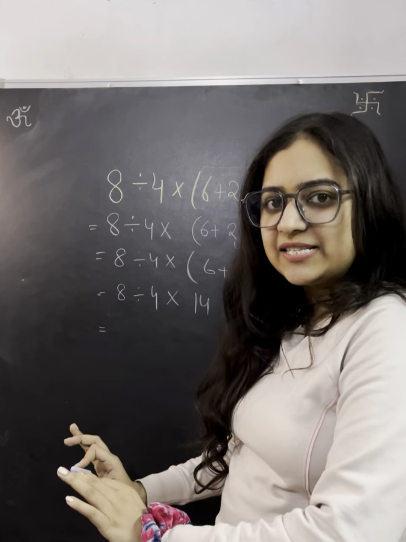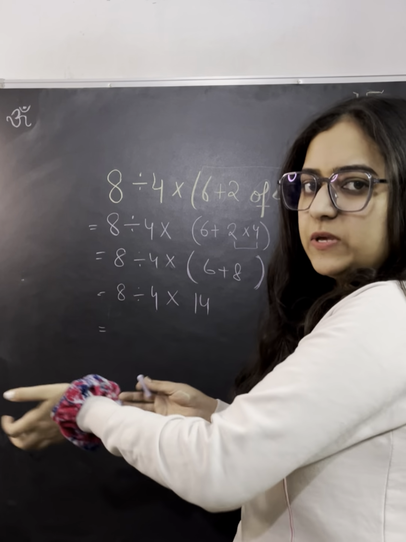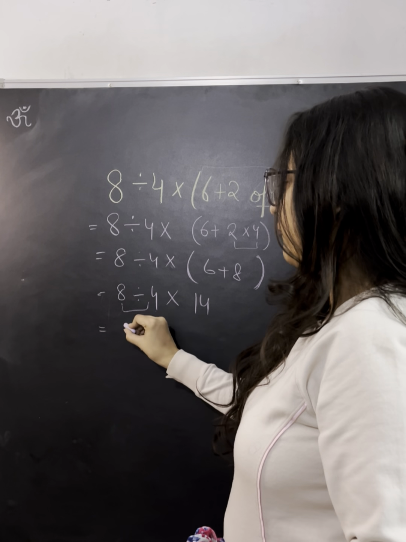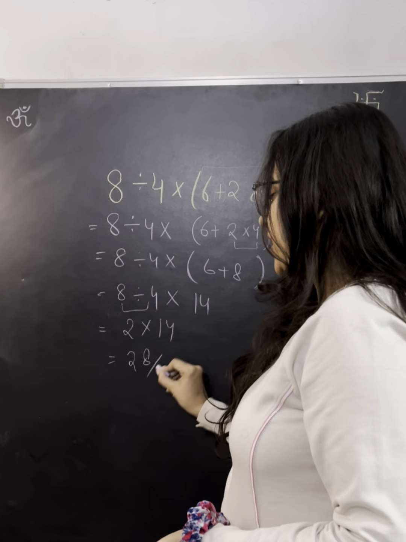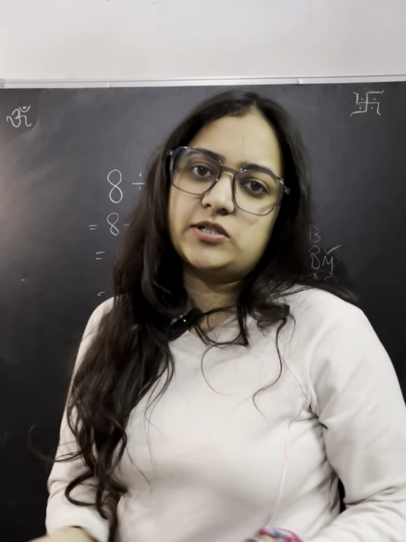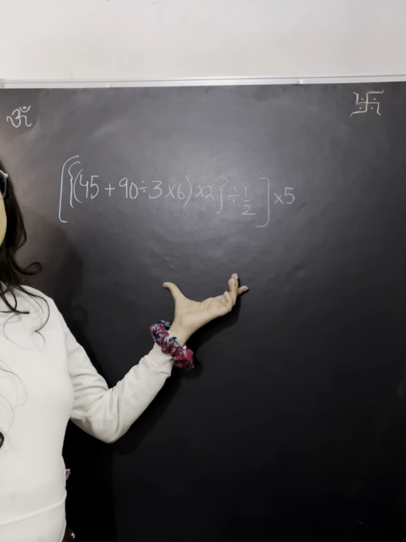They are twins. Whoever comes first would be solved first, okay? So, 8 divided by 4, 2 times 14. Answer would be 28, and you can check this answer with your calculator as well. So, let's do another question. Let's start with this question.